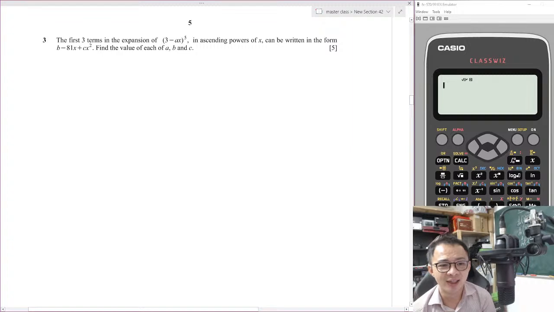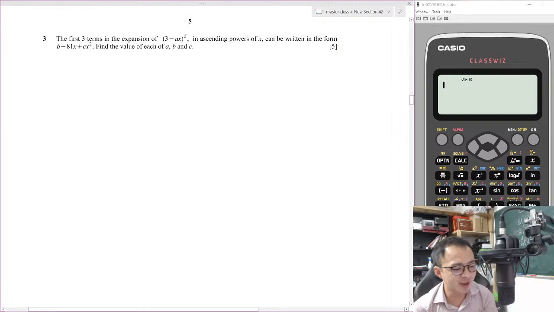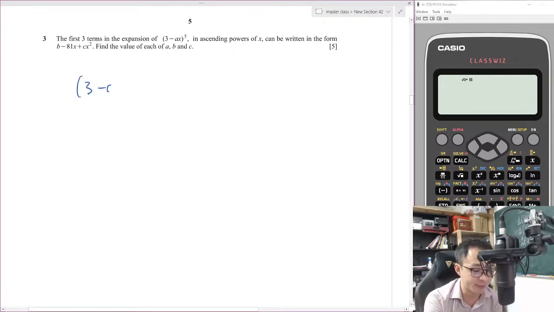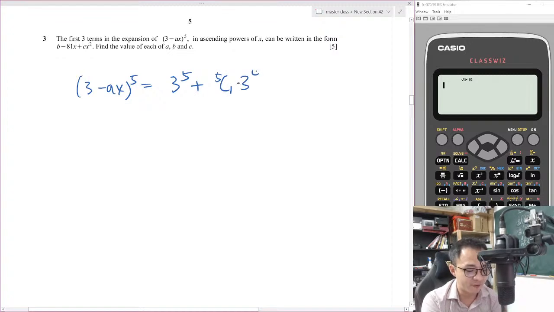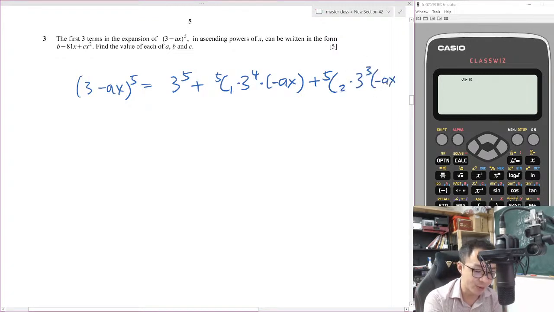So let me move on to the next one. The first three terms in the expansion in ascending power can be written in the form a, b minus 81x plus cx squared. So they ask you to find a, b, and c. It is quite easy. So basically I just expand the first three terms. The first term is 3 power of 5. The next term is 5C1, 3 power of 4, multiply negative ax. The next term will be 5C2, 3 power of 3, times negative ax squared.